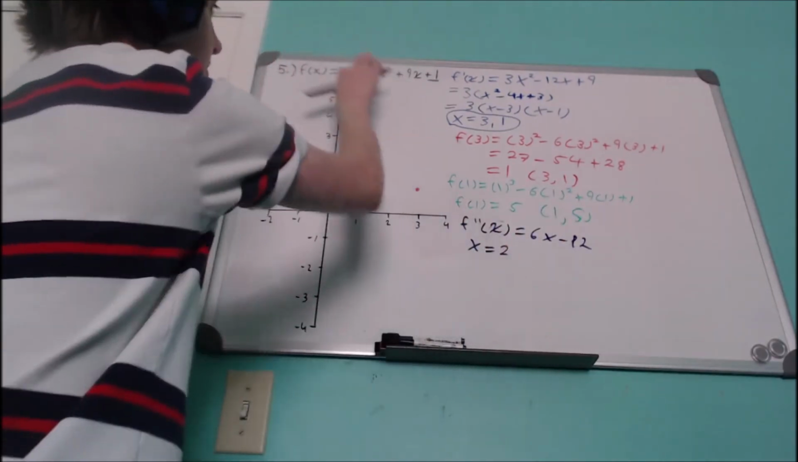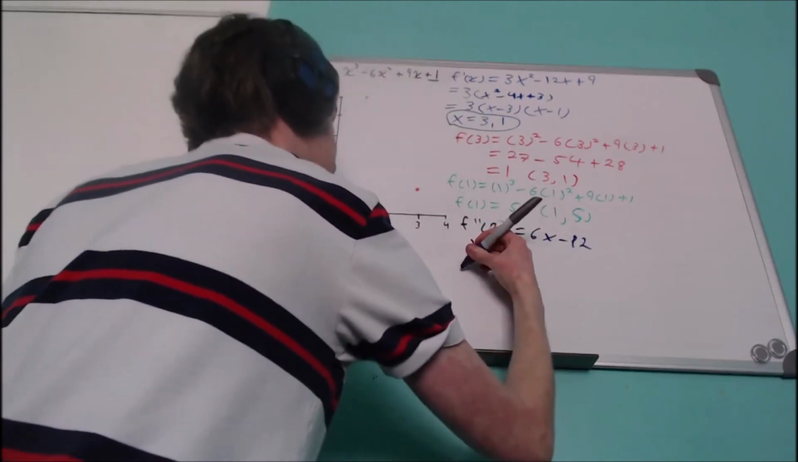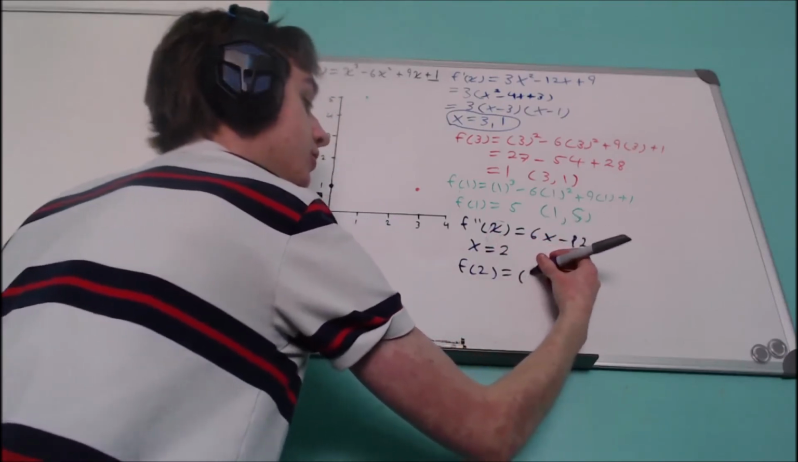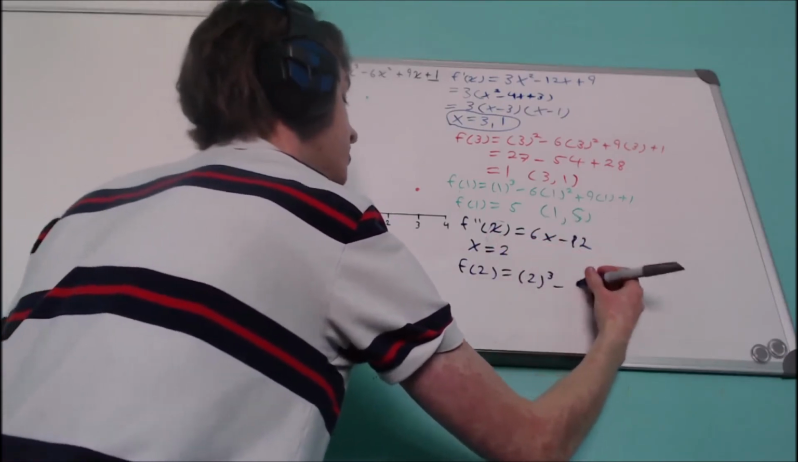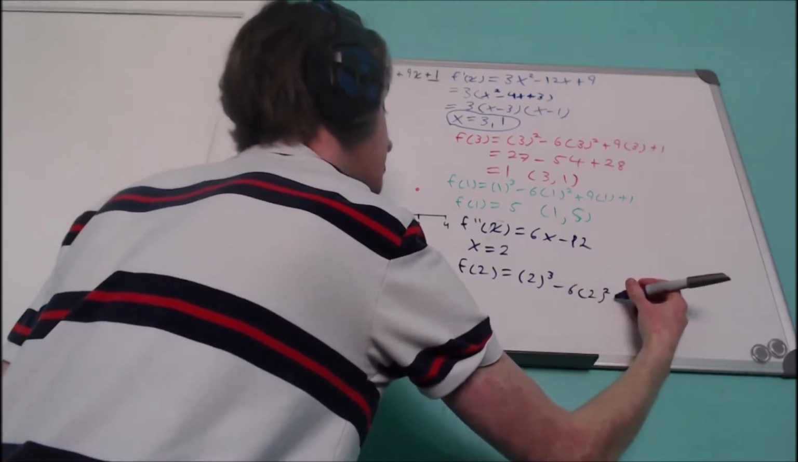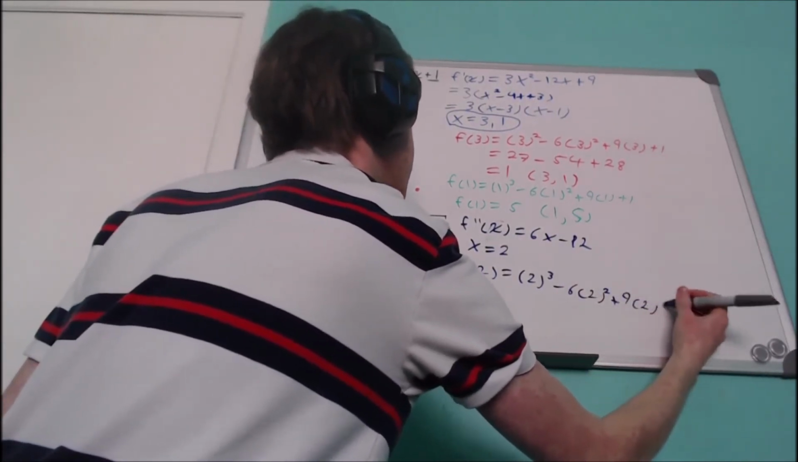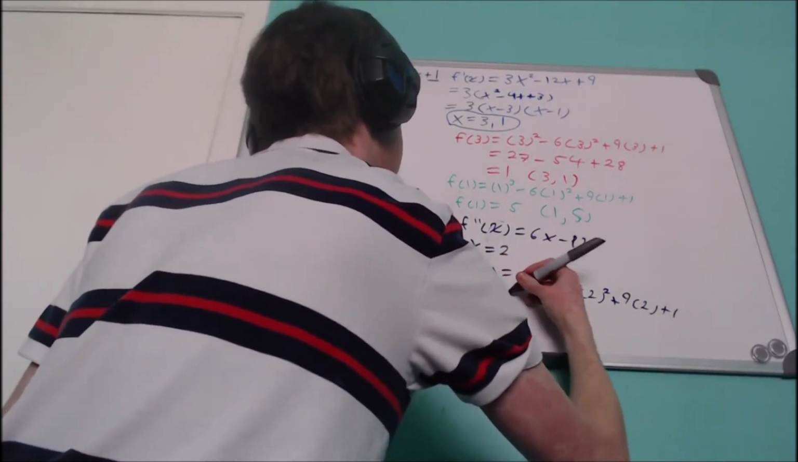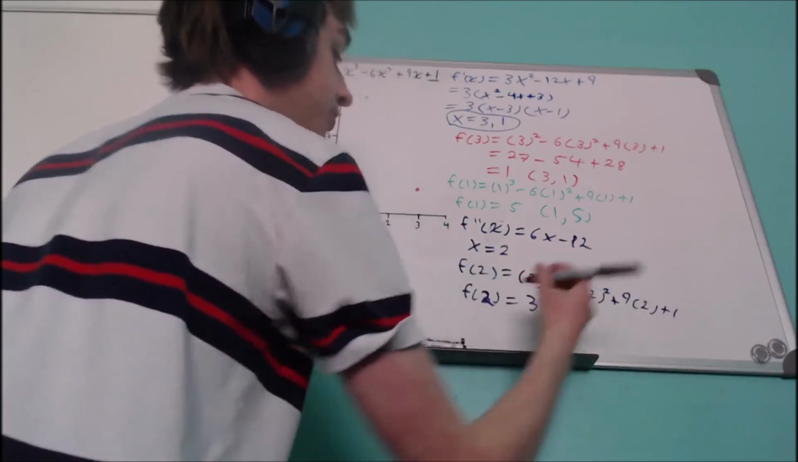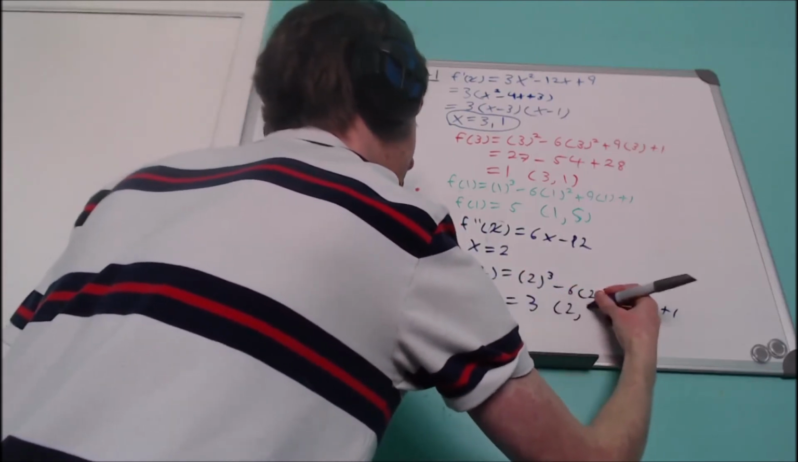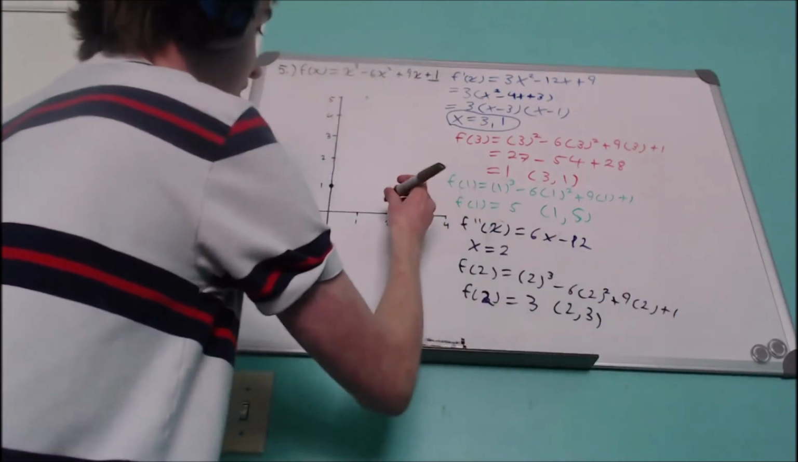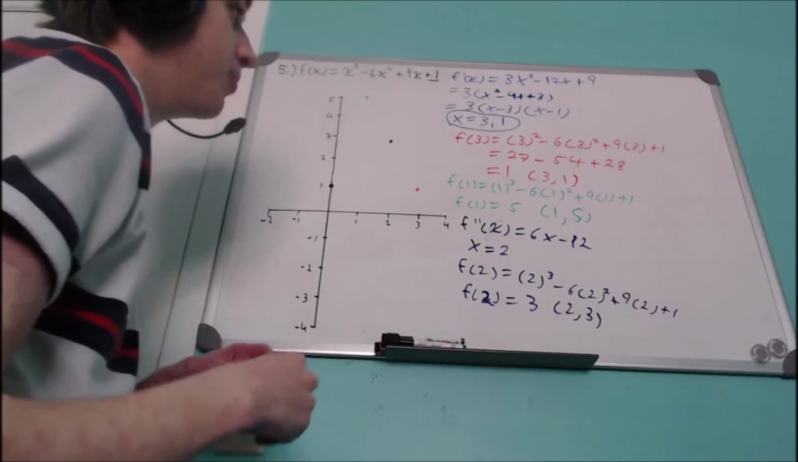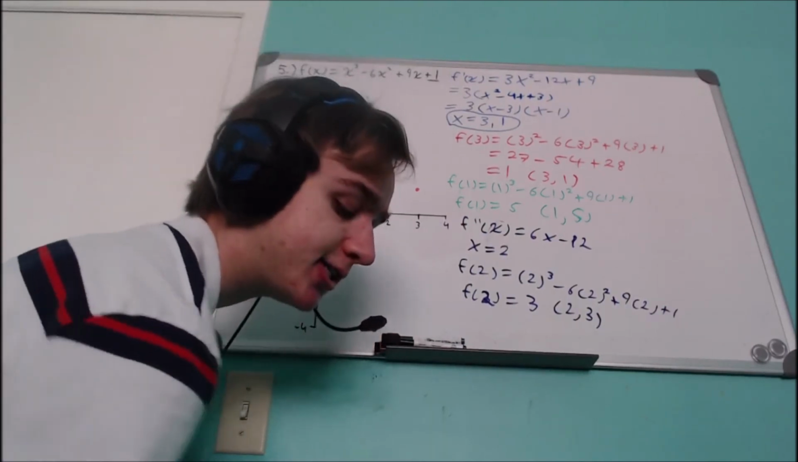So we'll sub in 2 for f of x. F of 2 equals 2 cubed minus 6 times 2 squared plus 9 times 2 plus 1. And this equals 3. So we know that the point of inflection will be at 2 and 3. Let's put that up there now, 2 and 3. These are really the only points that we need to know what this graph will look like, because we know it's a cubic function.